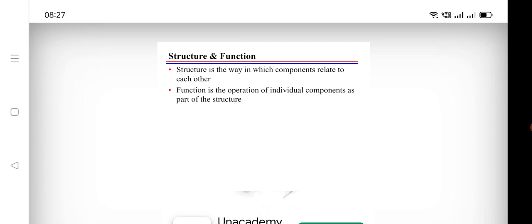Let us come to two basic definitions. What do you mean by structure and function? A structure is the way in which the components relate to each other. In the structure, you use components and connect one component to another, and that gives you the structure. Function is the operation of the individual components as a part of the structure. So each and every component connected together is known as a structure, and the operation of each component is known as a function.